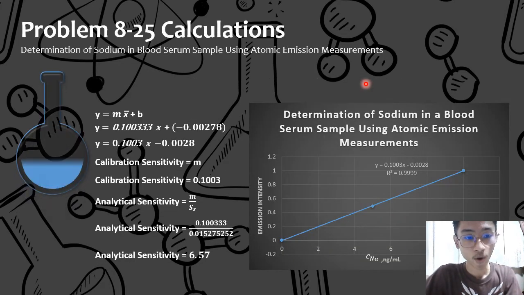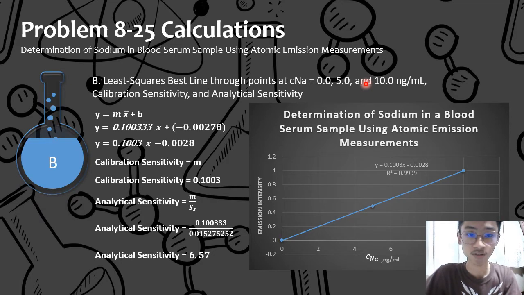For the least squares equation of the second problem, we substituted the value of the slope and the intercept that were calculated previously. So the least squares equation of the second problem is y is equal to 0.1003x minus 0.0028. Calibration sensitivity is equal to the slope, so calibration sensitivity is equal to 0.1003.